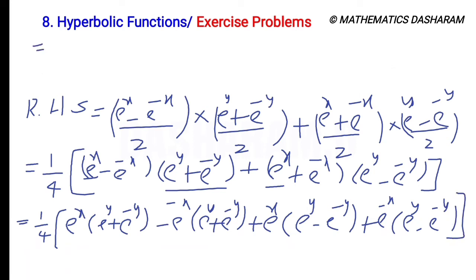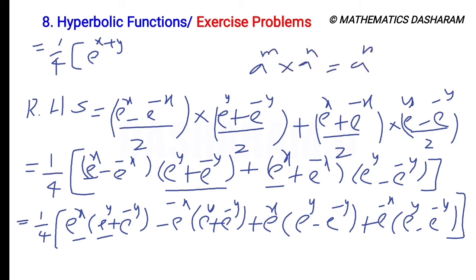So it is equal to 1 by 4, the bracket e to the power of x into e to the power of y is e to the power of x plus y, because we have a formula, a to the power of m into a to the power of n equals a to the power of m plus n. So apply this formula at every place. So next one, e to the power of x into e to the power of minus y is, so plus e to the power of x minus y.